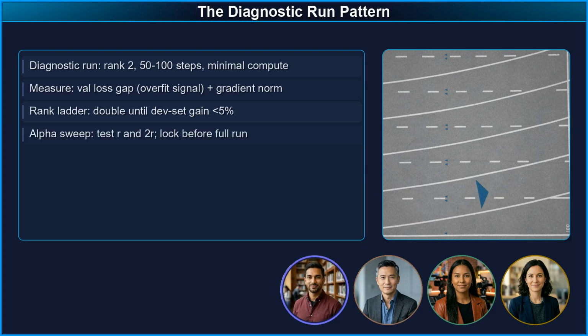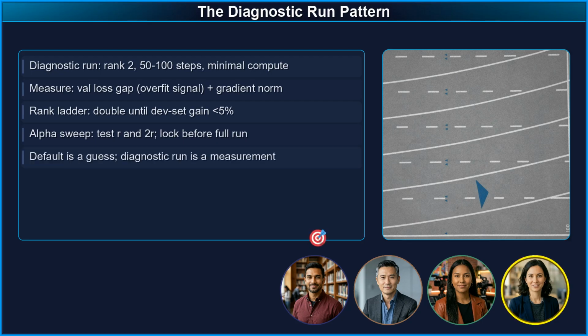Once rank is locked, run 2 final short experiments: alpha equals R and alpha equals 2R. Compare the training loss curves and dev set scores. In most cases, the difference is small, and either works. The value of doing this sweep is catching the minority of cases where your dataset and task produce a strong sensitivity to the scaling factor.